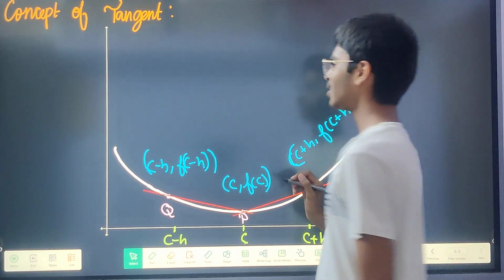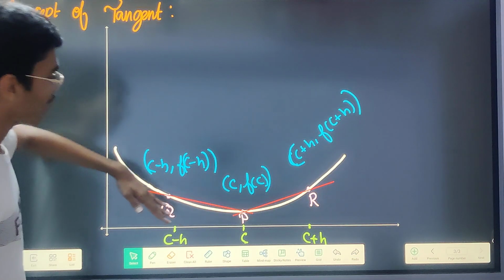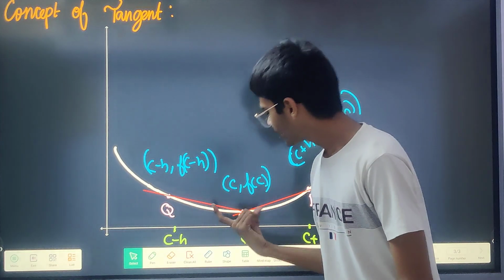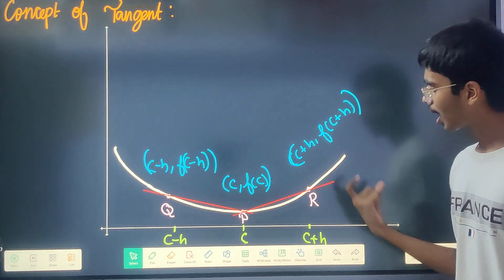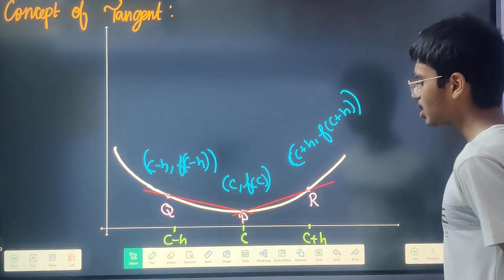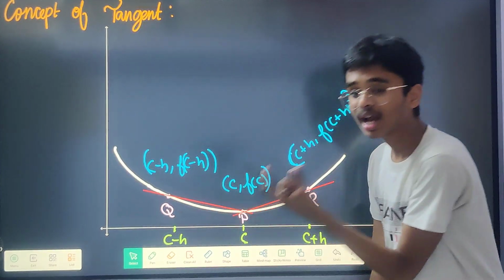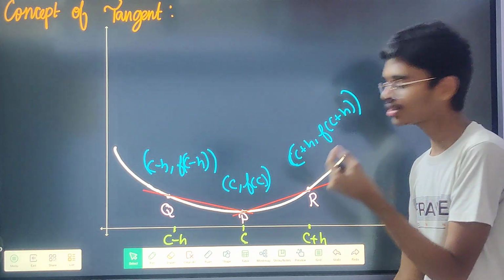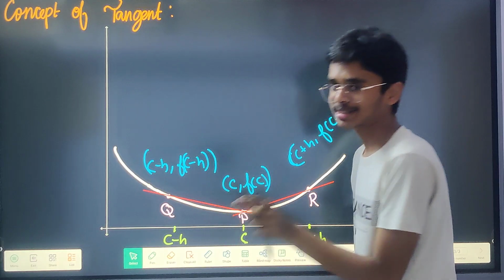See here, this is a curve. Not a tangent, sorry, this is a curve, right? Over this curve I have chosen 3 different points, Q, P, R. P, Q, anything. So I have chosen Q, P, R, where this P point is at distance C from the origin. So this P point is actually at C on the X axis.